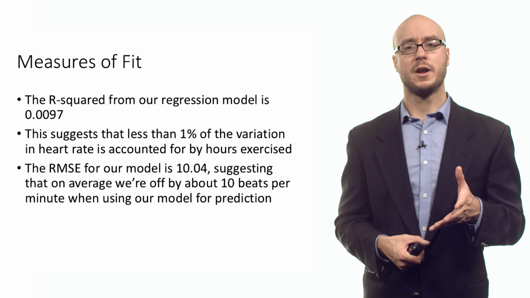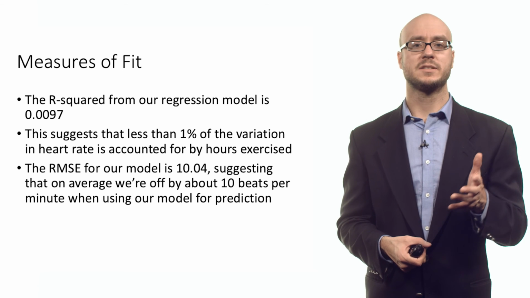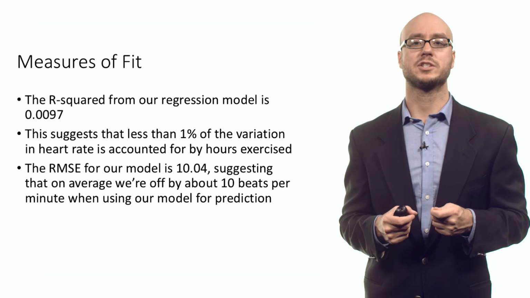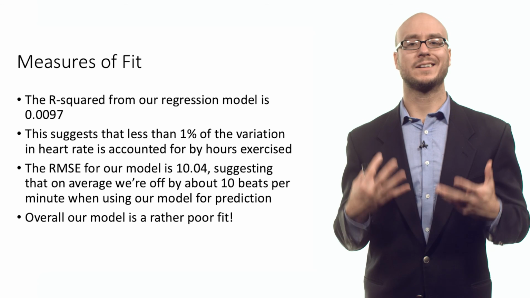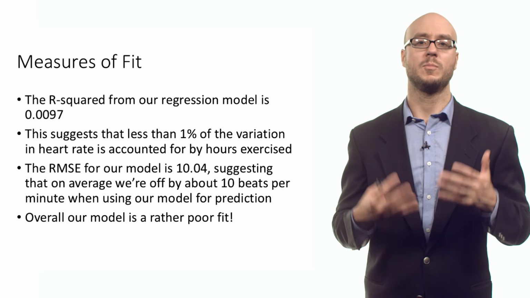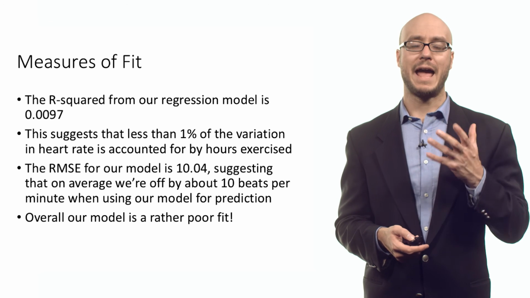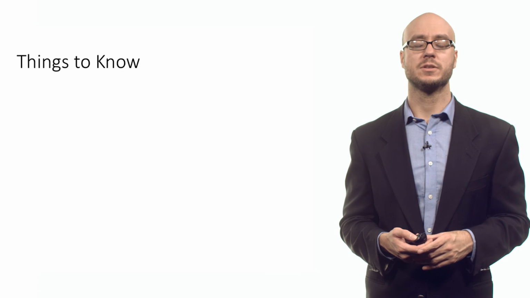The root mean square error for this model is about 10. So that suggests on average, if we use this model for prediction, we're going to be off by about 10 beats per minute, right? So overall, we might conclude this is a rather poor fit. We might look at a different variable as an input into this regression model.